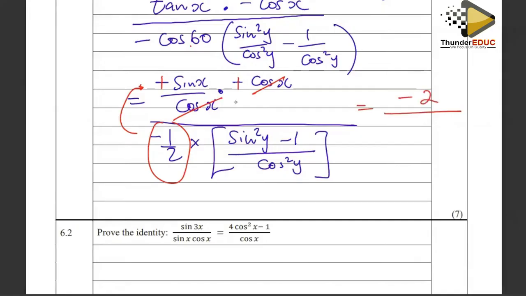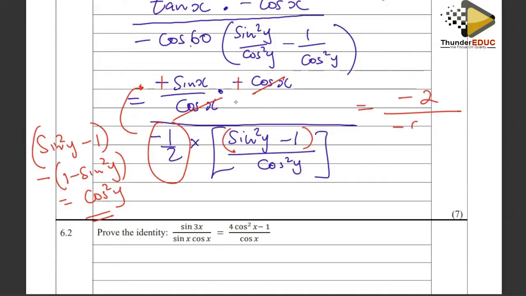over my problem here. I have sine squared y minus 1. What I would do is take out the negative sign, and then I'll have 1 minus sine squared y, which also gives me the same as cos squared y. So I'll say that this top part is the same as negative cos squared y, and then I'm dividing it by cos squared y. So this cos squared cancels that cos squared, and then my answer is just a 2.